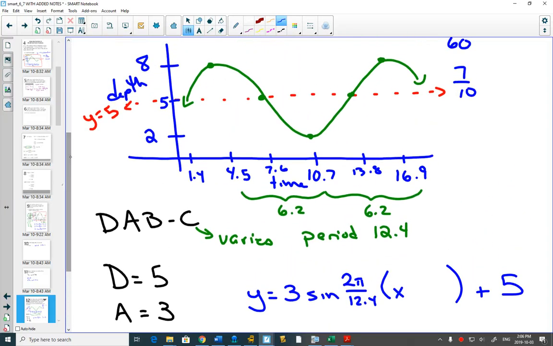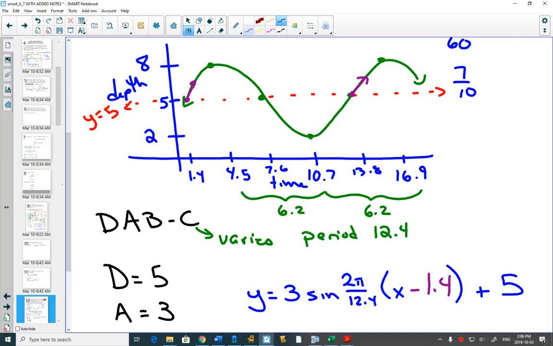Where does the sine graph start? In the middle going up? You have a choice. You could either choose this one or you could choose this one. Both would be right. So if I choose the first one, it's a shift of 1.4 to the right. If I choose the second one, it's a shift of 13.8 to the right. So I can just show that, minus 1.4.